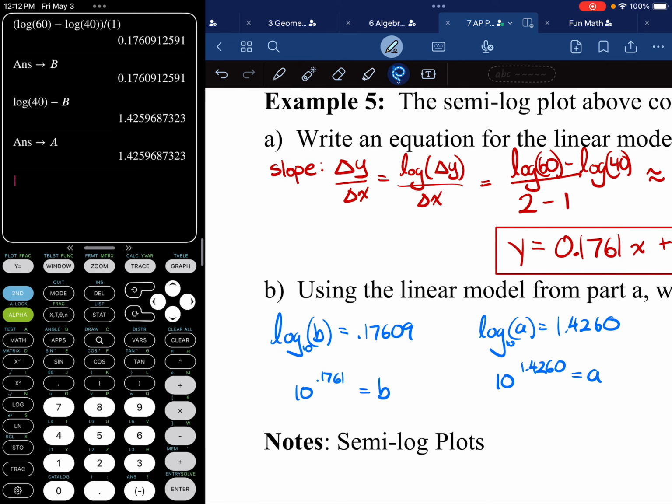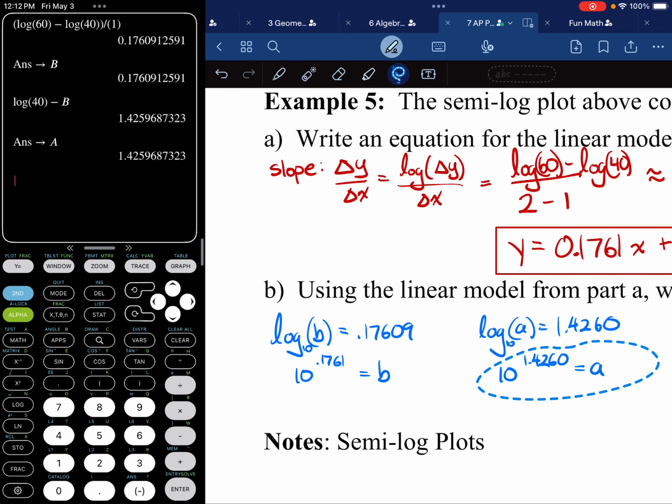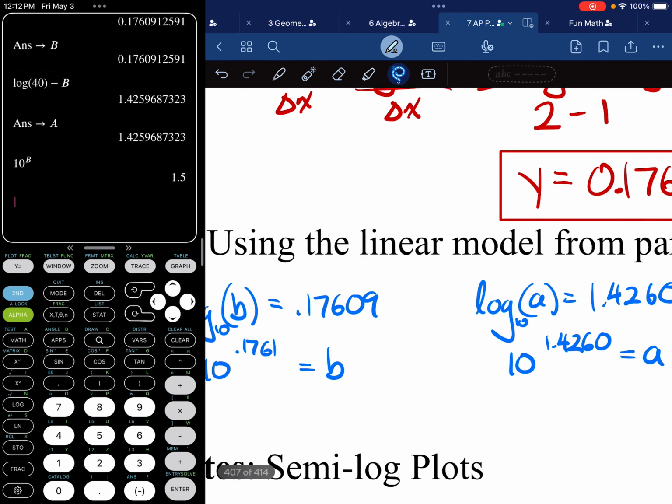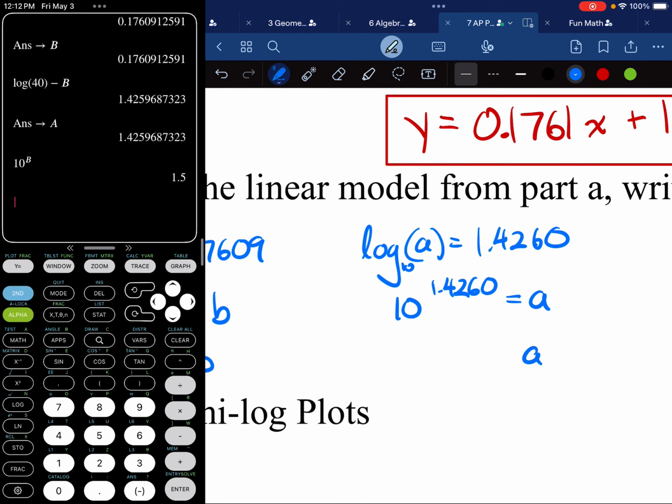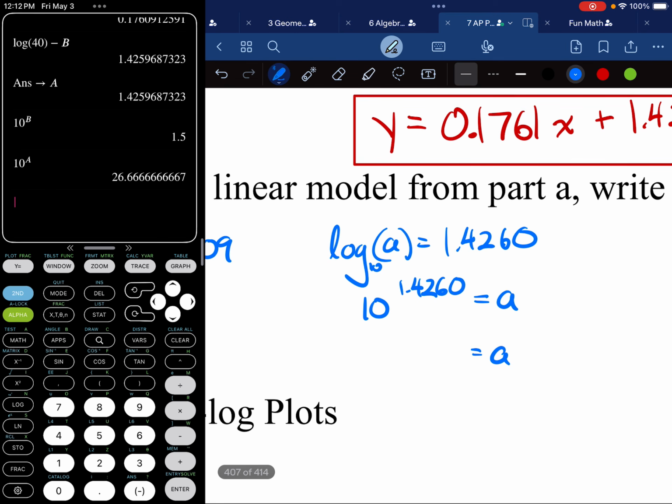Okay, so let me make some room for myself. I wrote a little bit too low. I can say 10 to the power of, and I can hit alpha b. Oh my God, it's exactly equal to 1.5. So I'm going to say 1.5 is equal to b. That came out really nicely. And is a also going to be nice? Let's see. Let's say 10 to the power of a, alpha a, and I get 26.6 repeating. So this is going to be 26.6 repeating, which is a fraction.